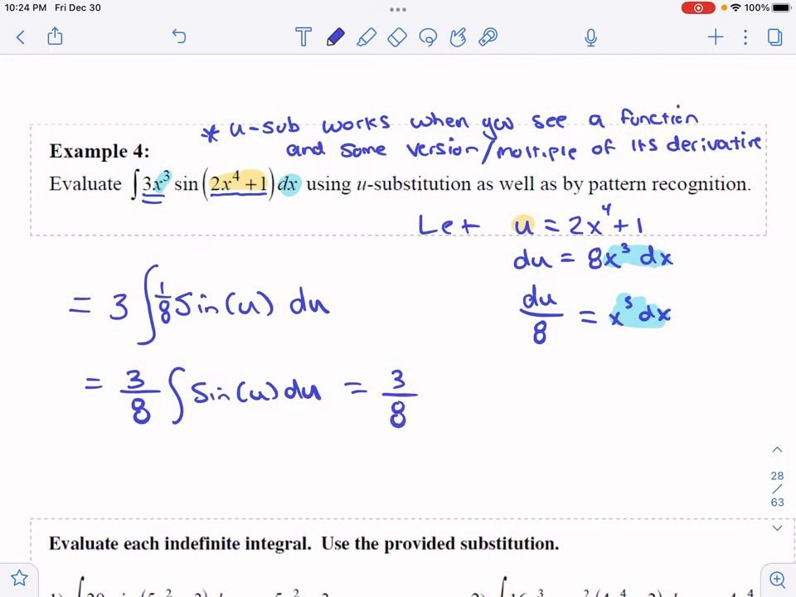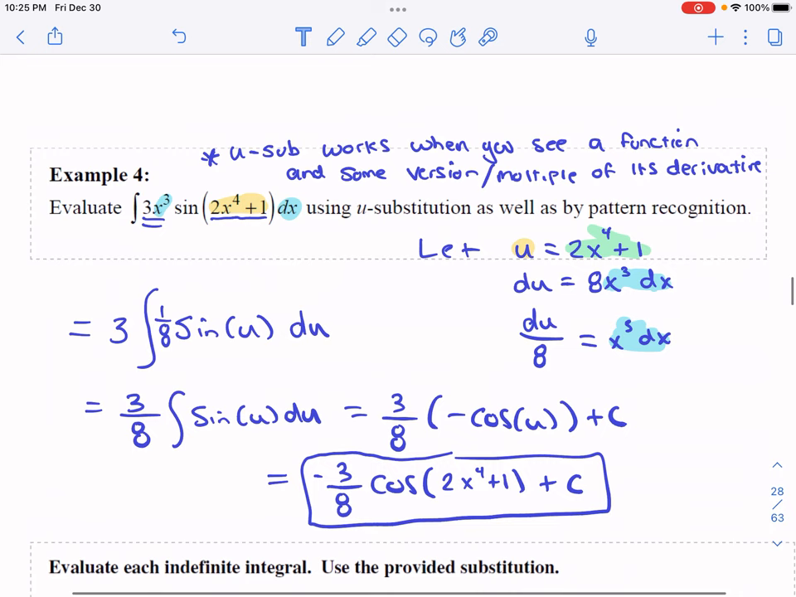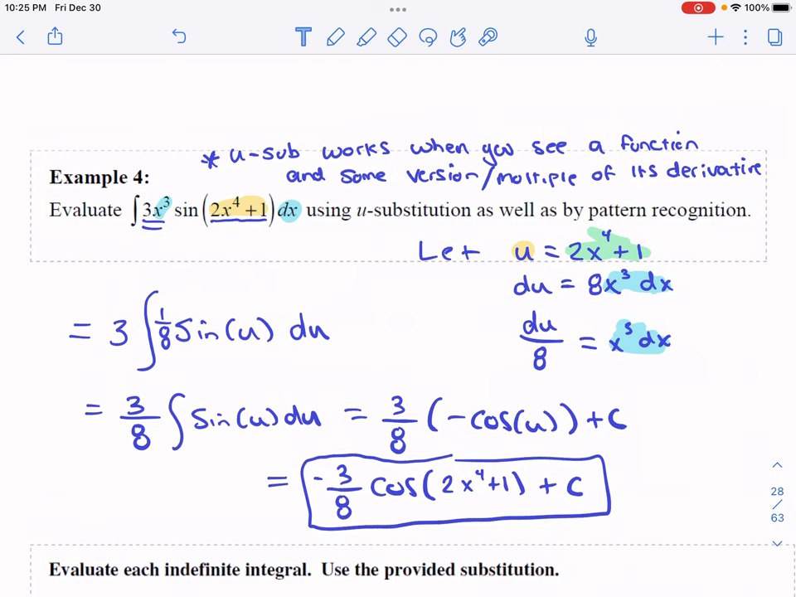The antiderivative of sine of u is negative cosine of u plus c. So this becomes negative 3/8 cosine, and we replace the u with what it really was, which was 2x to the fourth plus 1. If you go back and trace our steps, that's what we replace it with. And there is my antiderivative of 3x cubed sine of (2x to the fourth plus 1). All right, so there's an intro to u-substitution and a few examples. We'll do a few more in another video.